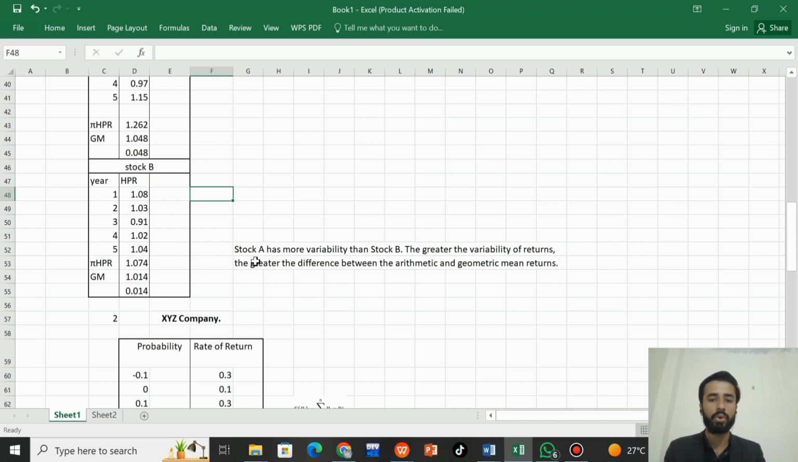Stock A has more variability than stock B. The greater the variability of returns, the greater the difference between the arithmetic mean return and geometric mean return.